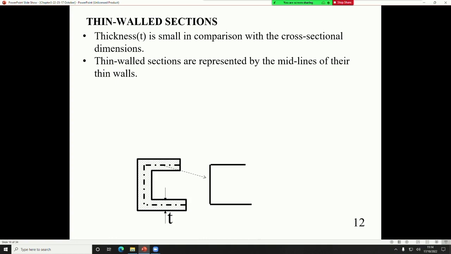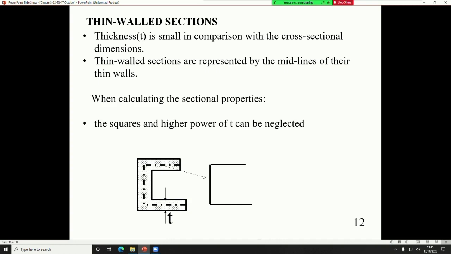When it comes to analysis, because T is very small, we ignore the higher power of T in our calculations. So whenever you see T squared, T cubed, you just ignore it. And the reason is, say, T is equal to 1 millimeter, or 1 × 10⁻³. If it is cubed, it's 1 × 10⁻⁹, which is a very, very small value. So in our calculations, we ignore higher power of T. So square and higher power of T are usually ignored.